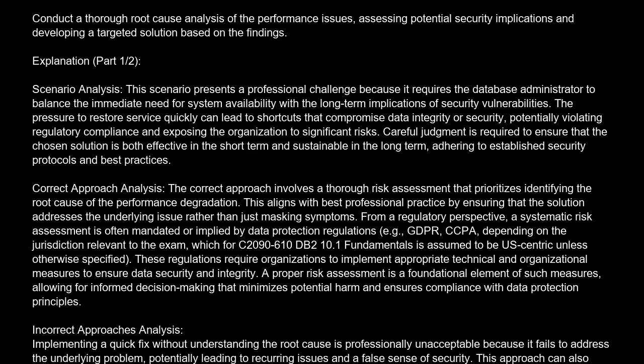unless otherwise specified. These regulations require organizations to implement appropriate technical and organizational measures to ensure data security and integrity. A proper risk assessment is a foundational element of such measures, allowing for informed decision-making that minimizes potential harm and ensures compliance with data protection principles.